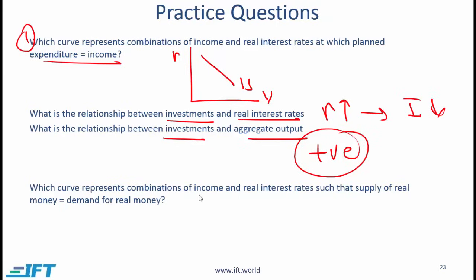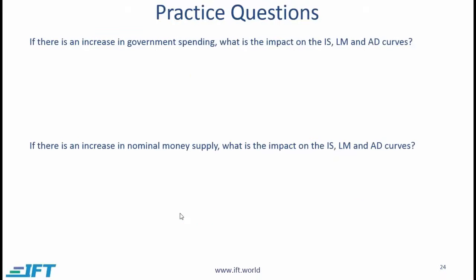Which curve represents combinations of income and real interest rates such that the supply of real money is equal to the demand for real money? This clearly is the LM curve. The moment you see this equality, we are talking about the LM curve.